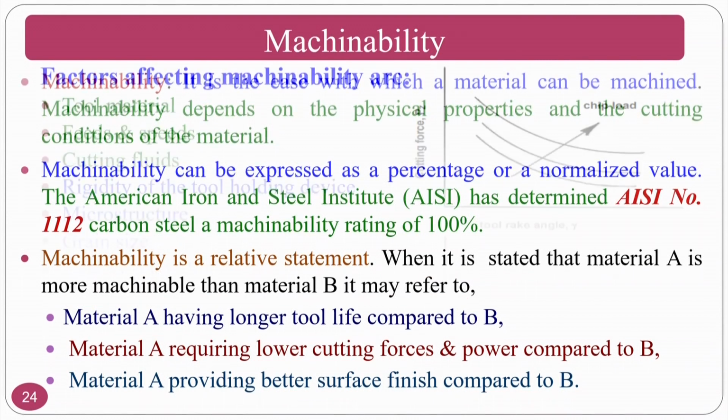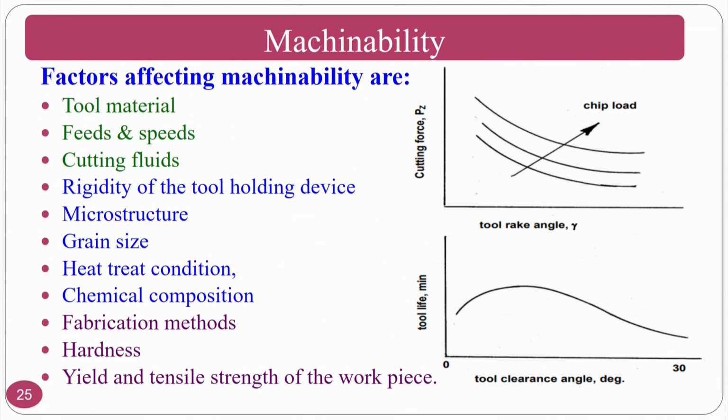In this condition also, the three conditions or individual conditions, if any one satisfies, that means that my material A has much better machinability compared to material B. Okay, this is the relative statement. And the factors affecting the machinability are tool materials, feeds and speeds, cutting fluids, and rigidity of the tool holding device. How rigidly I am holding.